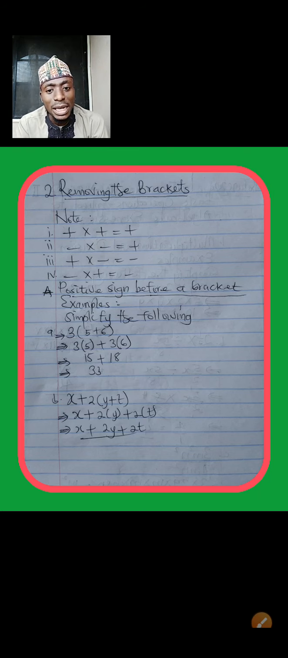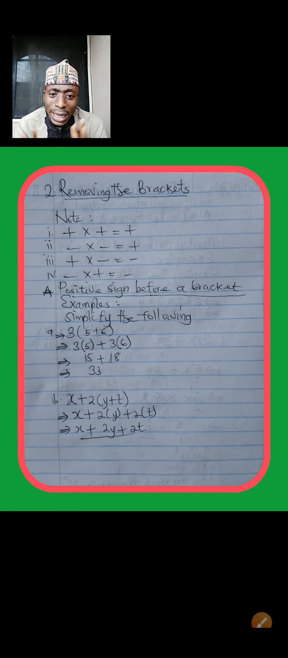The second one, x plus 2 into bracket y plus t. You see that plus at the front of the bracket. That is why we are saying positive sign before a bracket. So how will you go about this? We are going to use plus 2 to open that bracket now, but the x is standing alone. Don't touch it, just put it back. So plus, you use y to multiply 2, you use t to multiply 2, then you do your work.